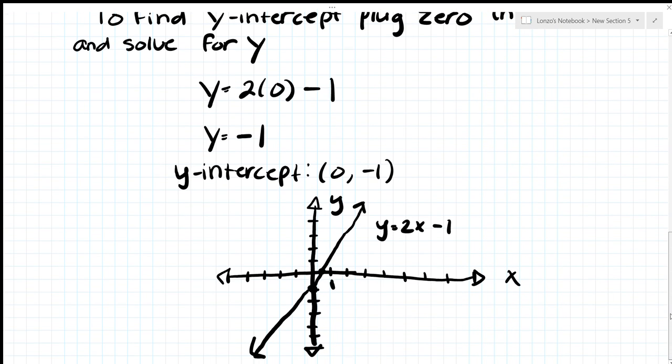Now you can just graph it because you have 2 points. Here is our x-intercept at (1/2, 0). Notice how it hits the x-axis. And then our other point is at (0, -1). It's right here. And you notice the y-intercept hits the y-axis. So you only need 2 points to graph it, so you connect the dots and then label it.